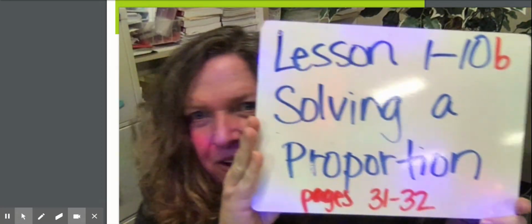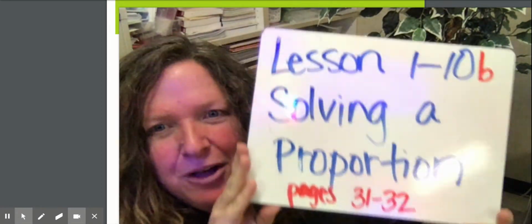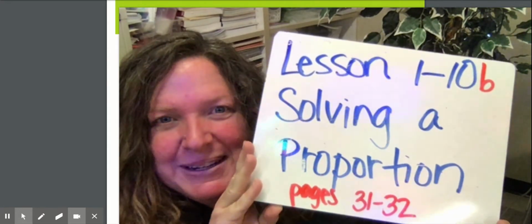Mmm, really yummy. We're going to be talking about applesauce today when we learn about Lesson 110B, Solving a Proportion. I'm going to help take you through pages 31 and 32.